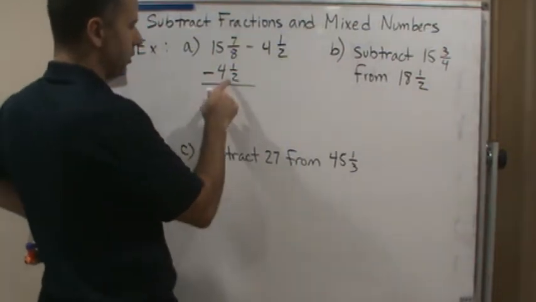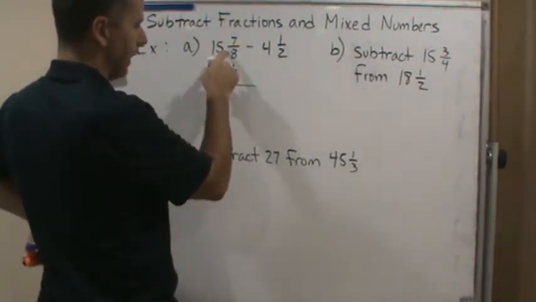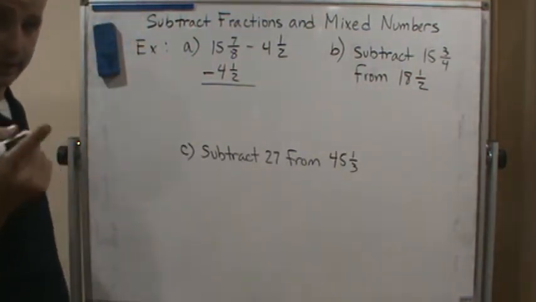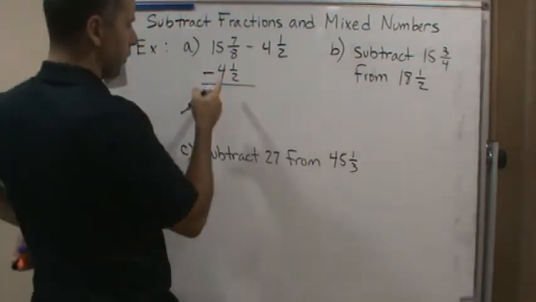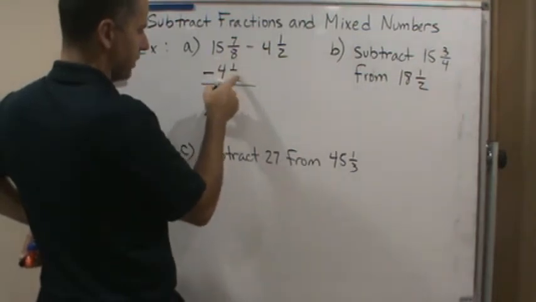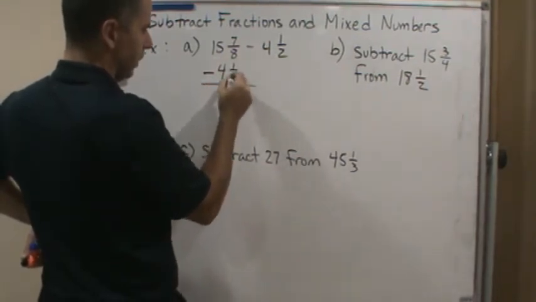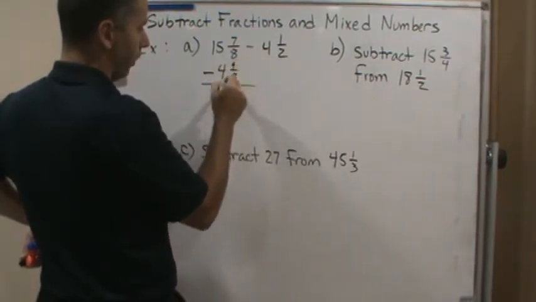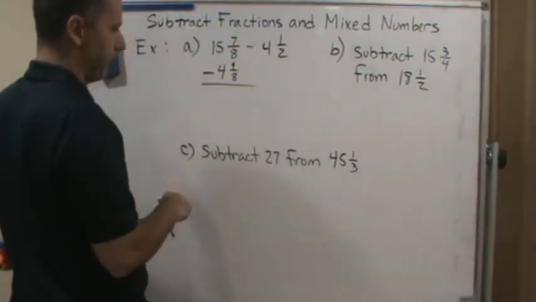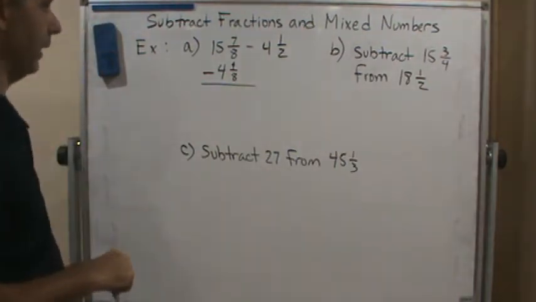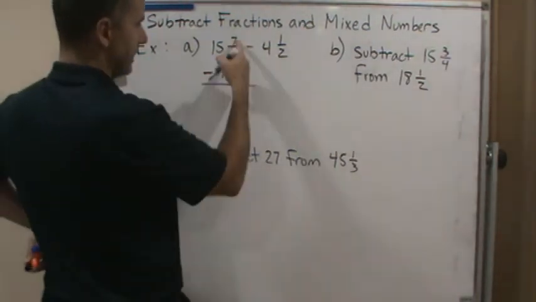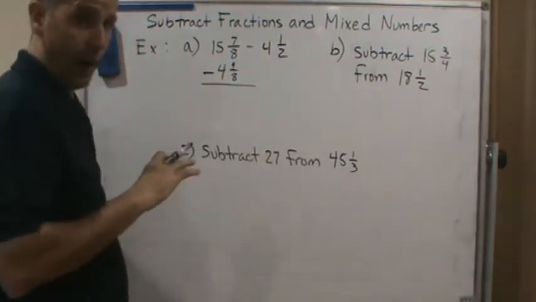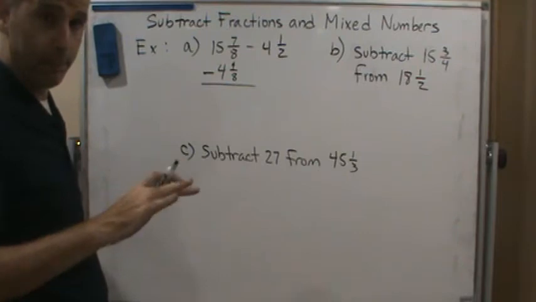So I look at the fractional parts and they do not have a common denominator. So I'm going to change this to a common denominator by using the least common multiple. And the least common multiple again is 8. So I'm going to change this to 8, which means the top has to equal 4, right? So I multiplied the top and the bottom by 4. Now, notice that the top fraction is bigger than the bottom fraction, so I can go ahead and subtract without borrowing.